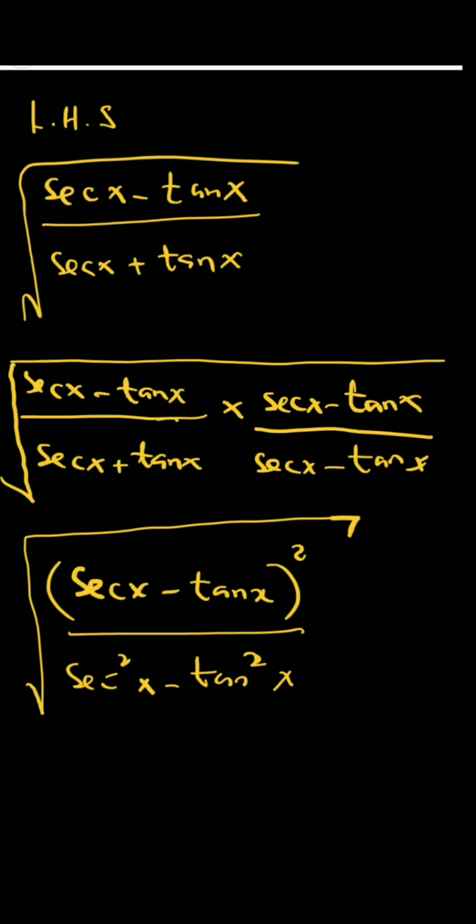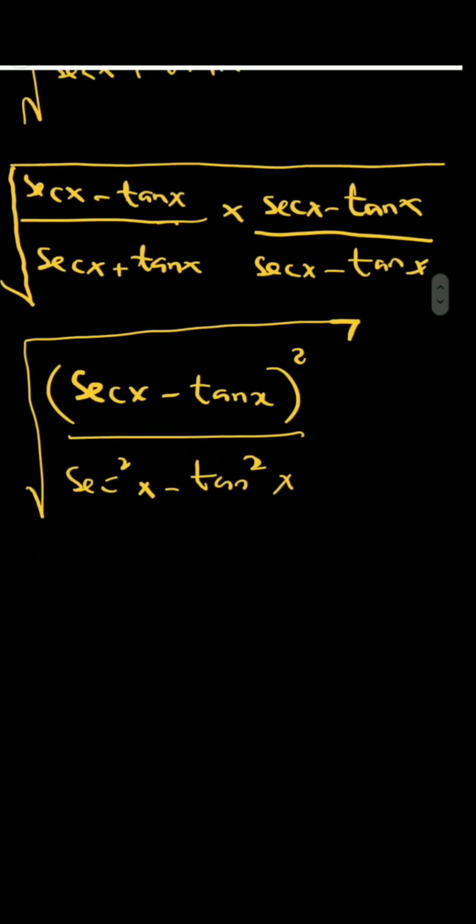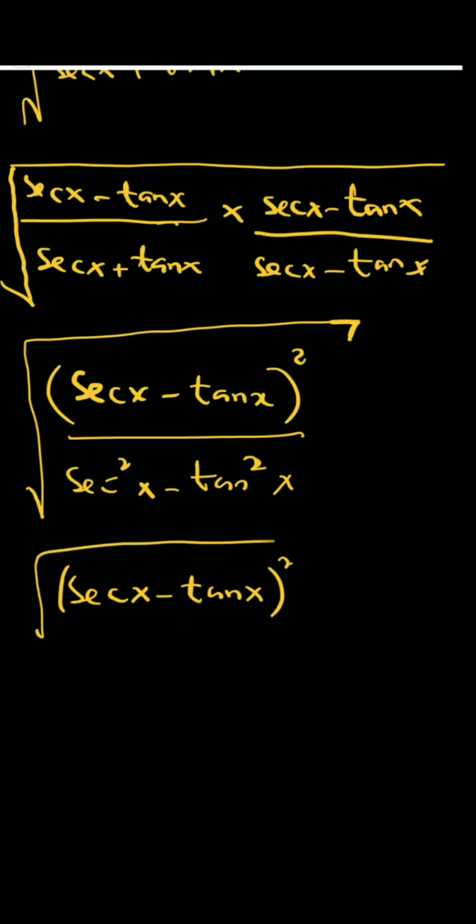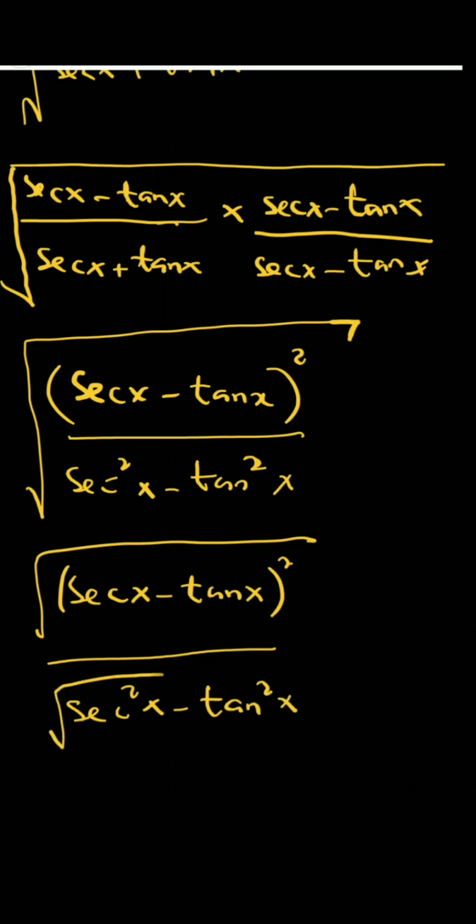Now here, according to the rules of surds, we have that the numerator has its own square root and also the denominator has its own square root. So I have the square root of sec x minus tan x, all squared, over the denominator, also the square root of sec squared x minus tan squared x.